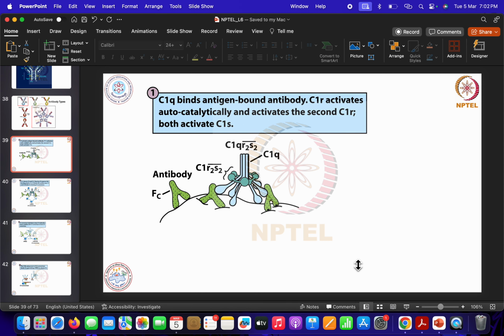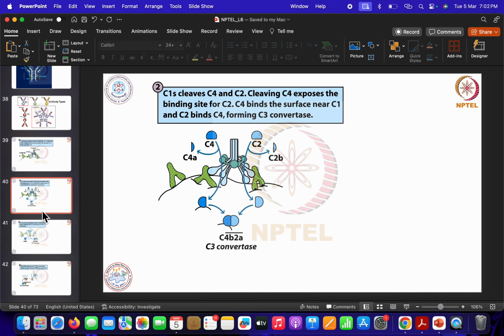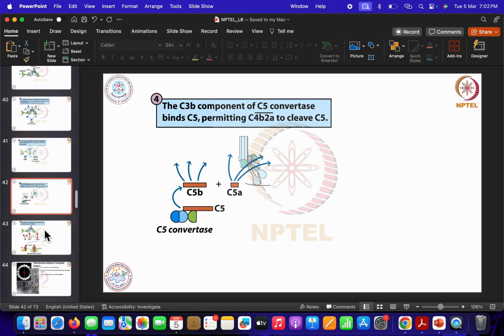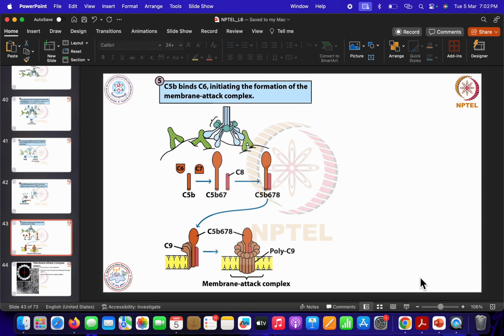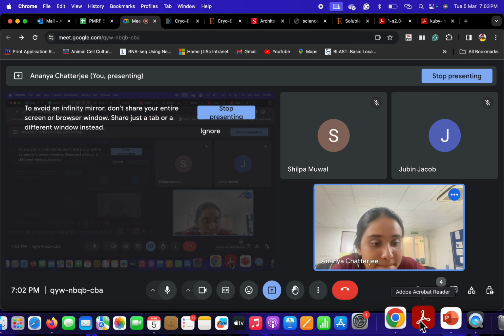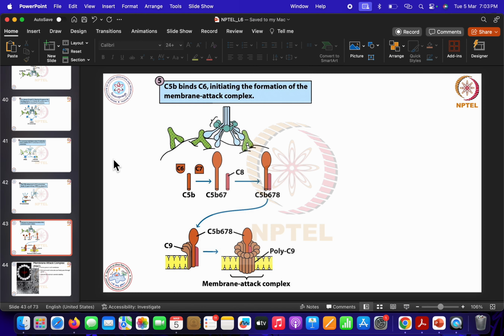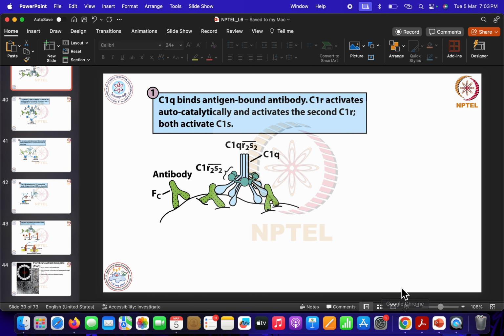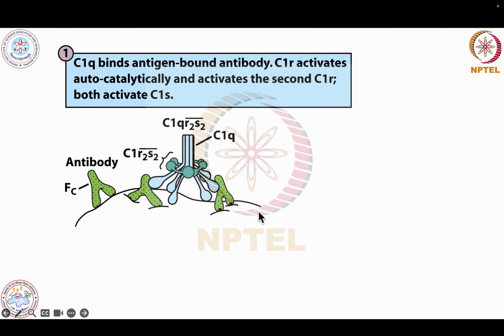So this is the complement system, the cascade pathway in diagrammatic view. So what is happening here? C1q binds with antigen-bound antibody. Then C1q is the whole system, and then what happens?